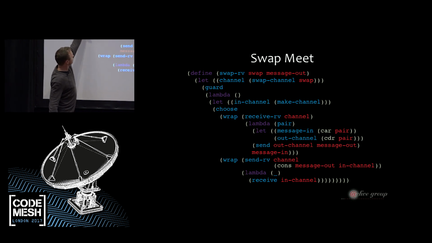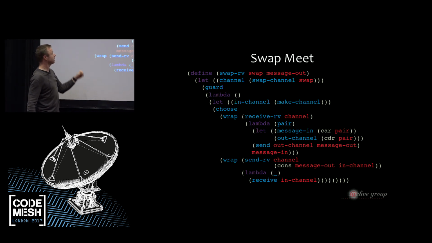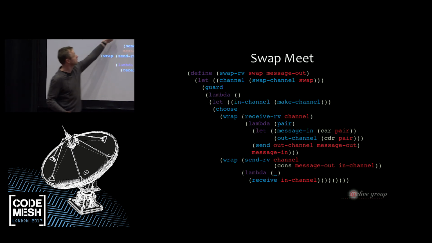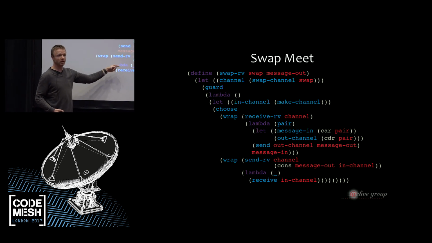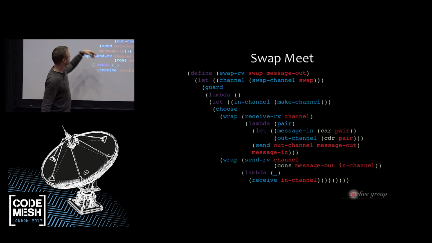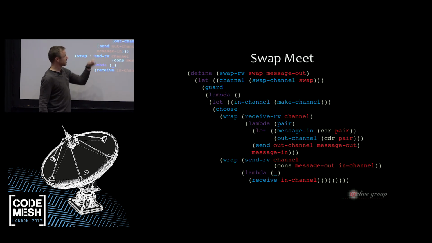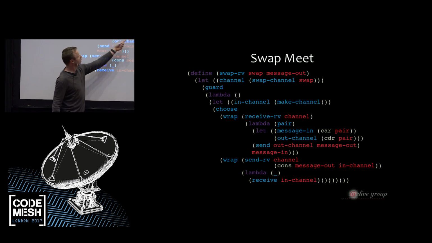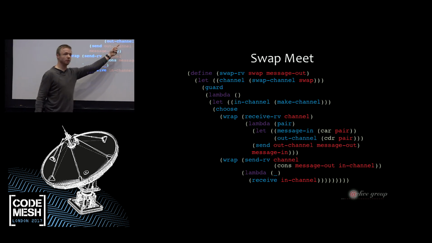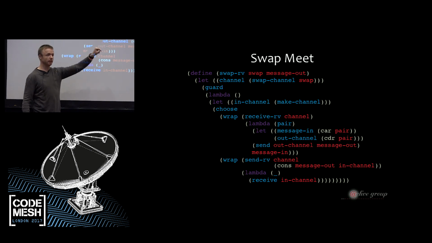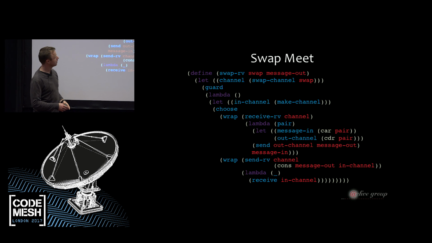But again, if you look sort of in the center here, you can see the same pattern again. If you're swapping, you don't know which one of the two parties to the swap is going to be able to execute first, the send or the receive. So you just do a selective communication on the receive and the send. And depending on what that is, for example, if receive succeeds, you will get a pair out of the message that's coming in and the channel I can use for sending my message back to the other side, right? And then I send the message to the other side, and I produce the value that I got sent.